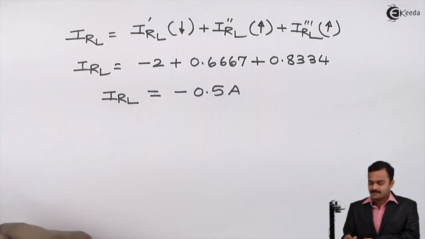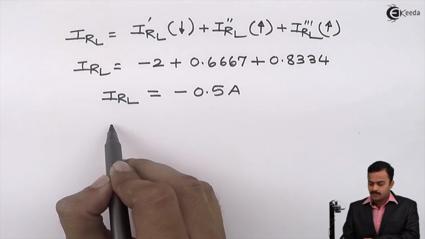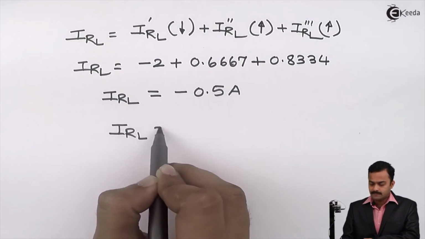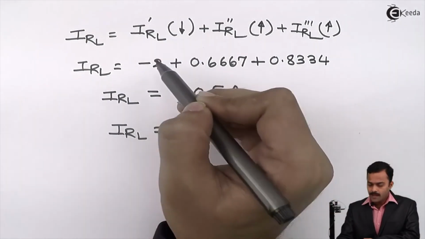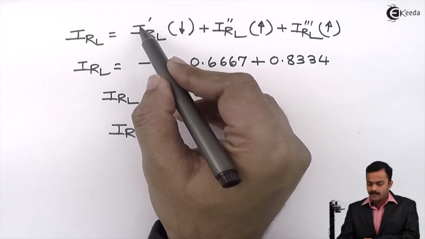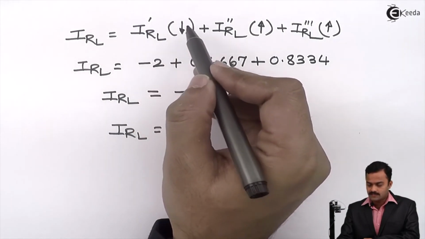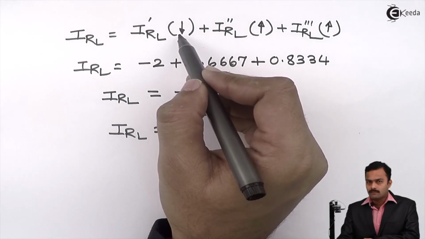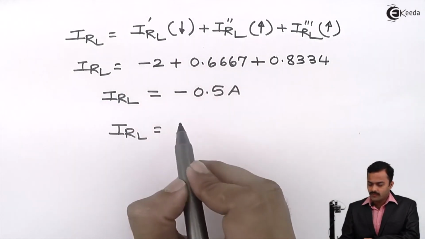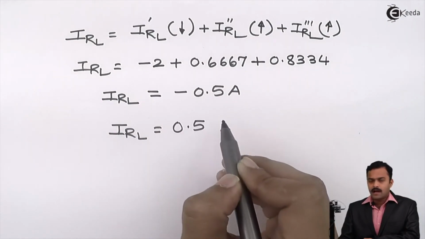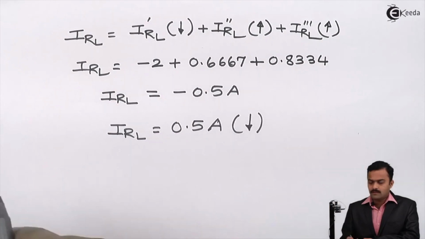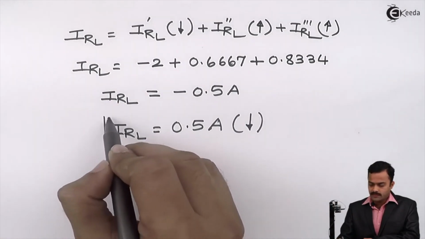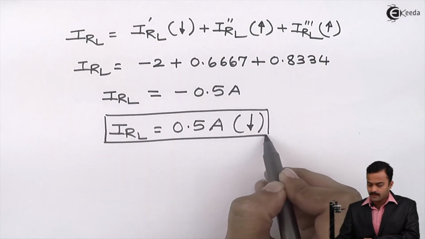Now comes the trick. I am getting a minus answer, which means I need to change the direction, but which current direction will I consider finally? I am getting the answer minus, and out of these three terms, minus is the sign for IRL dash, whose current direction I considered as downward. So it is matching with this. So finally I will have IRL as 0.5 ampere downward. So this will be the final answer.